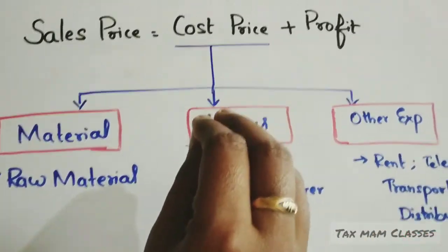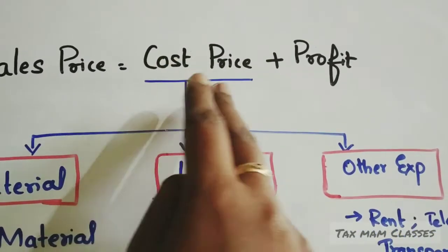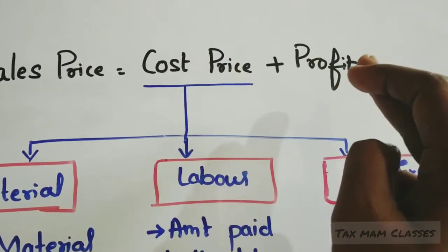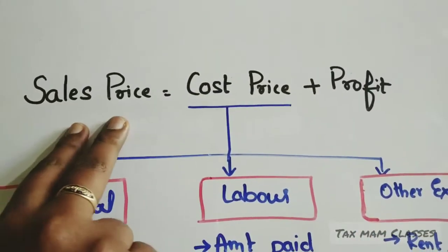All this expenditure together will be called the cost price. To this cost price, a manufacturer or a producer will add some profit, and they will sell it in the market at a price named the sales price.